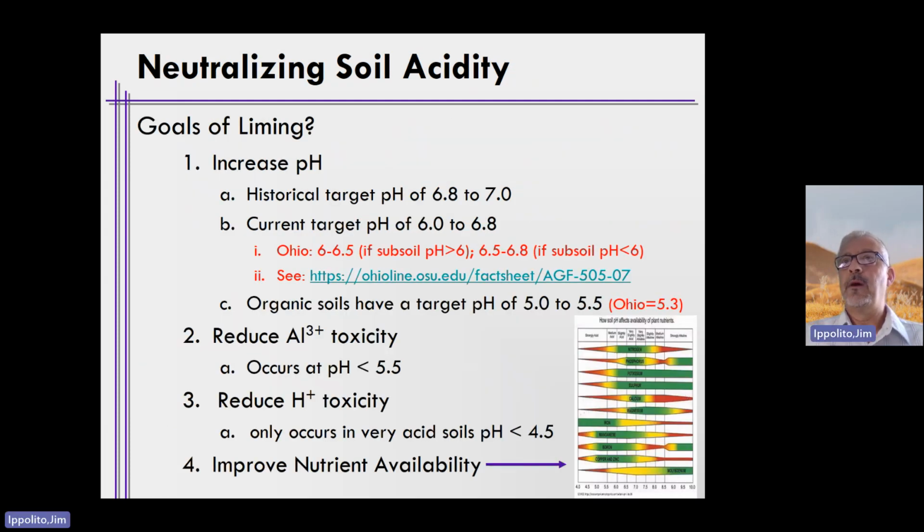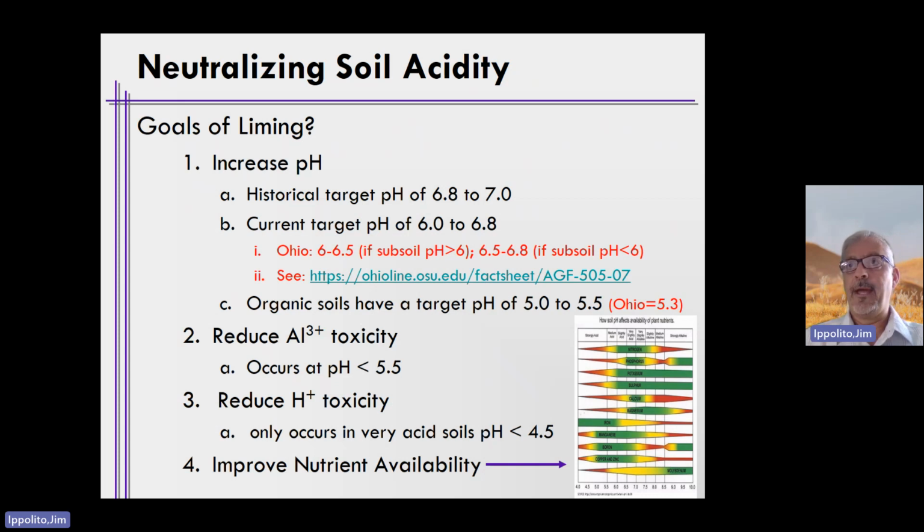So the goals of liming, why would you want to lime in the first place? So some basic goals. You want to increase the pH of the soil, because plants like a target range, right? So if your soil is acidic below 5.5, you're likely going to have issues with aluminum toxicity. Below 5, you're going to have issues with micronutrient toxicities, etc. We talked about this already in this unit.